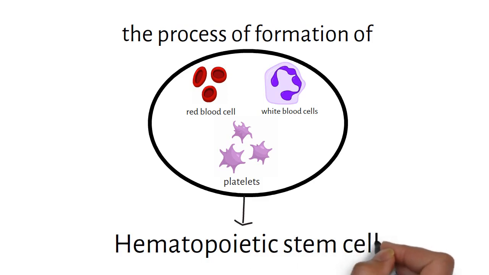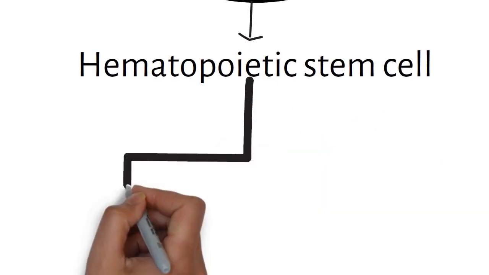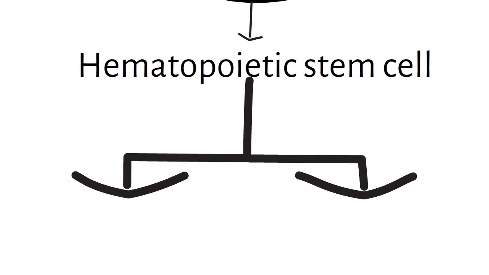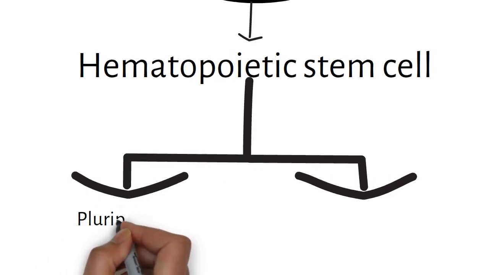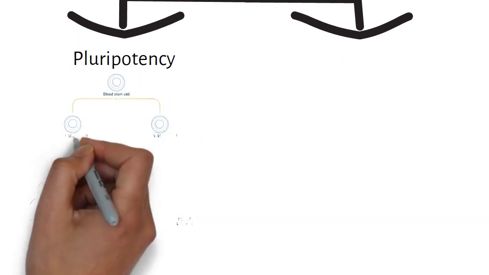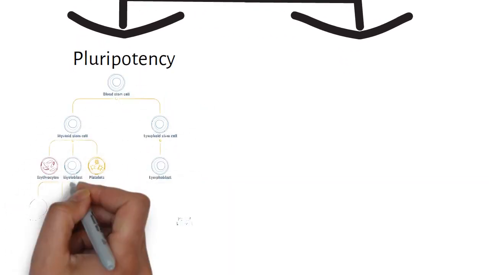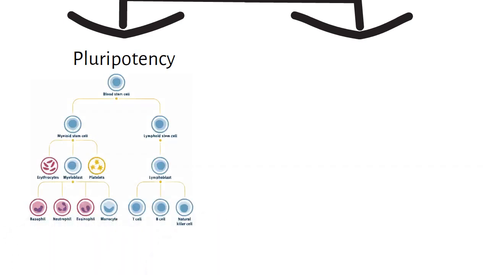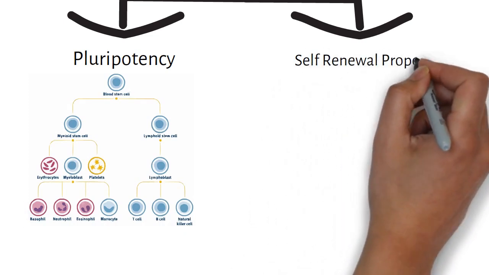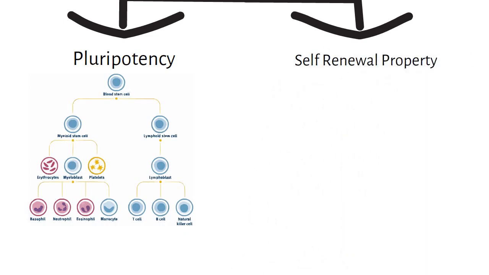This hematopoietic stem cell has two essential properties needed for formation of the blood cells. One of them is pluripotency. That is, one single stem cell can produce all different types of blood cells present in the body. Second is its self-renewal property.